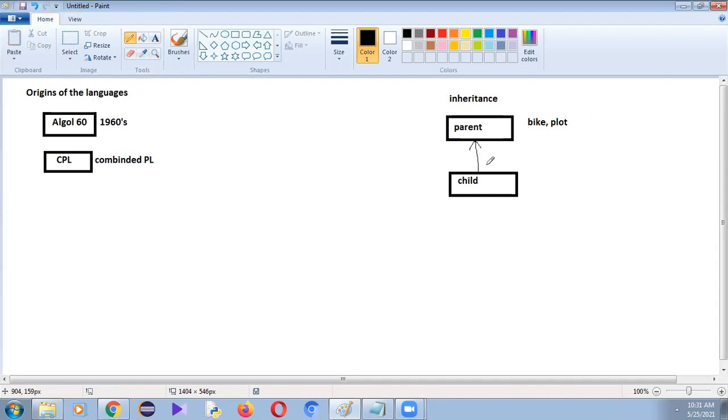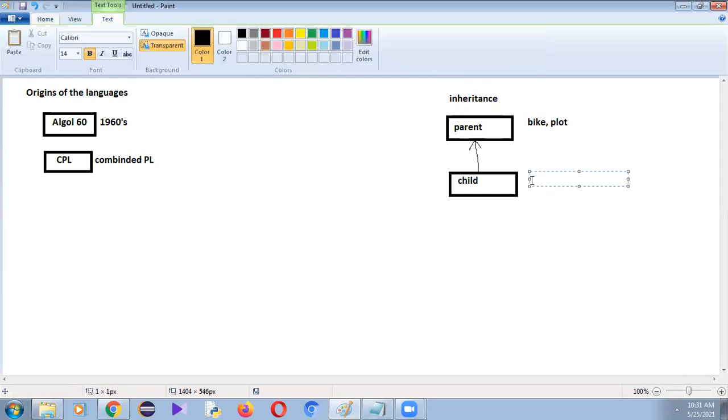In a few of the textbooks, the link is downwards, which is not correct. Always the inheritance symbol should be upwards. Assume that this parent has given all his assets such as bike and plot to his child. Now, what are the assets of the child? Those are bike, plot, and some other assets earned by the child, for example, car and building. So the parent has given the bike and plot to the child, so we are saying that child is inherited from the parent.